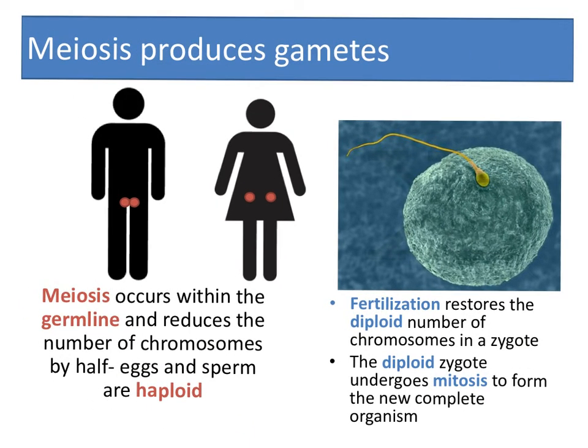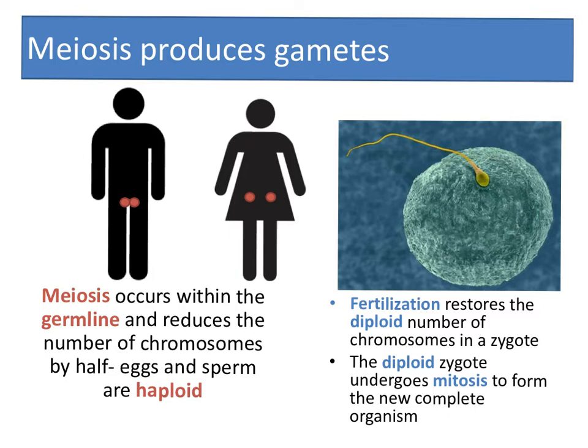Meiosis produces gametes. That means there's germline cells that I talked about, testes and ovaries. And during sex, one gamete meets the other. They fall in love. They produce a baby or a zygote. A baby's way down the line.